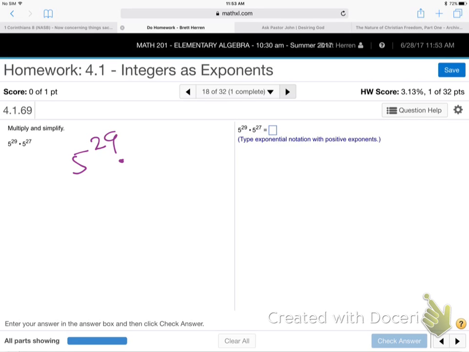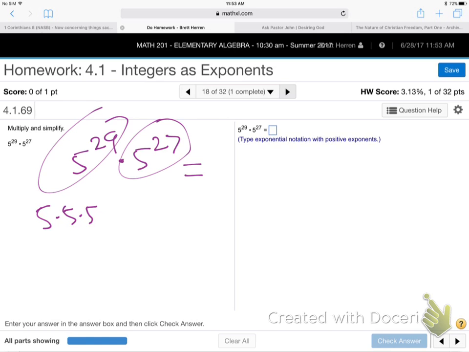So 5 to the 29 times 5 to the 27. On that, do I actually multiply those 5s and make 25? No, I just think, okay, I'm not going to write it all out, 5 times 5 times 5, but we know that means 29 fives, huh? And we know that means 27 fives. Just a big string of them, huh?